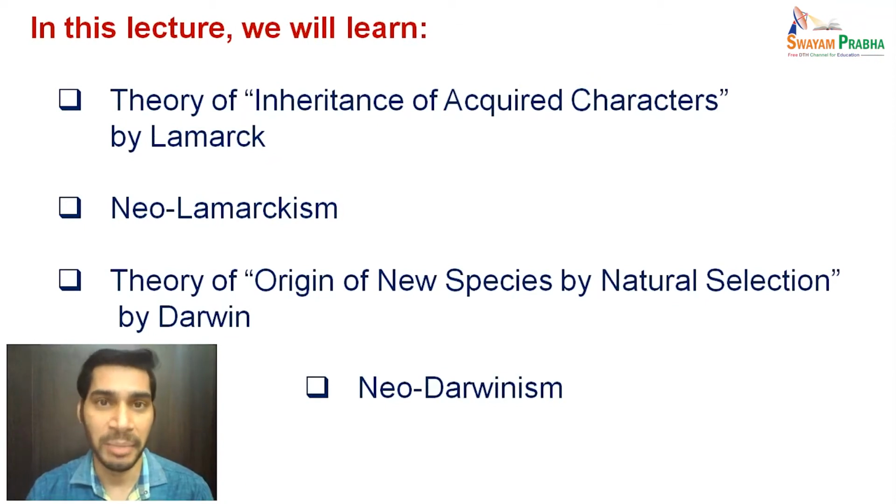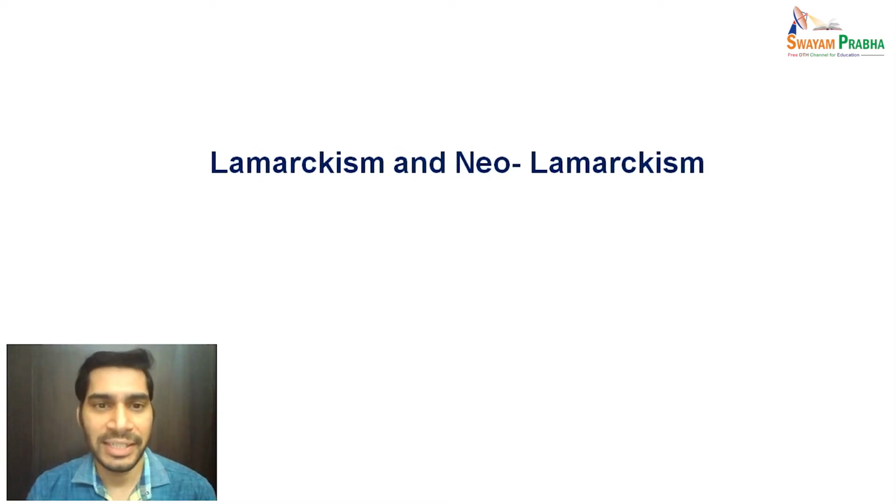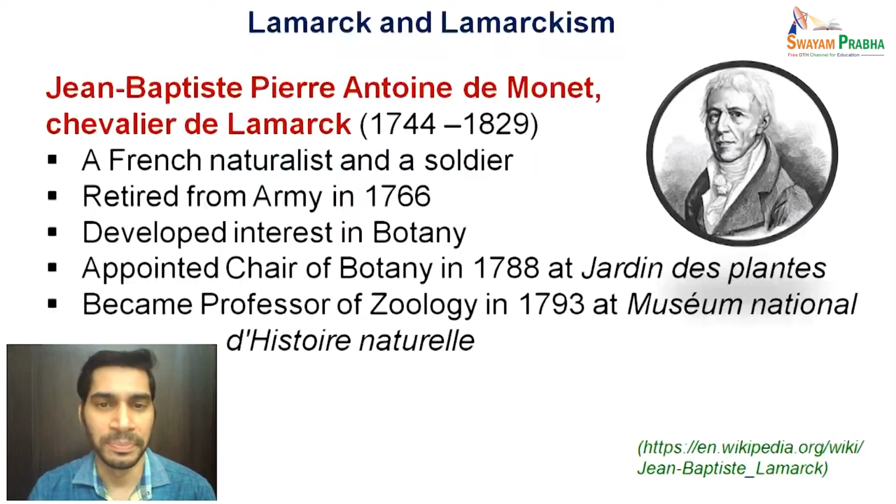In this lecture, we will learn about the theory of inheritance of acquired characters as given by Lamarck, followed by which we'll discuss Neo-Lamarckism, which is a revised version of Lamarck's theory. After that, we will move to the origin of new species by natural selection as given by Charles Darwin. Again, followed by which we'll discuss the revised version of Darwinism, which is also called Neo-Darwinism. Let us first discuss the first part of our lecture, which is on Lamarckism and Neo-Lamarckism.